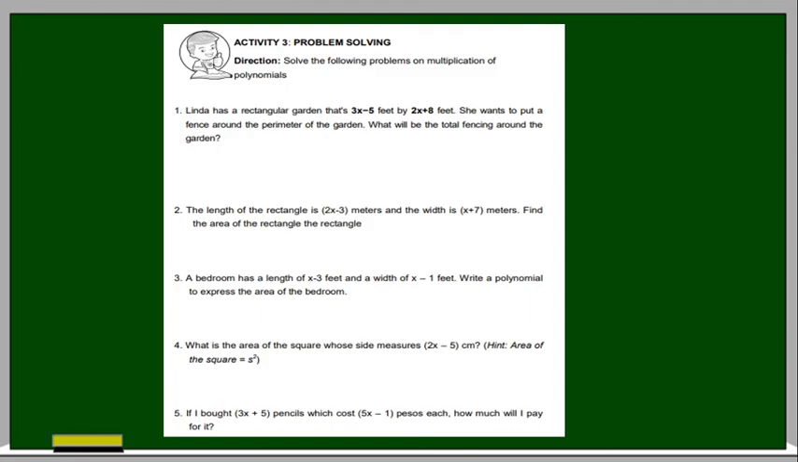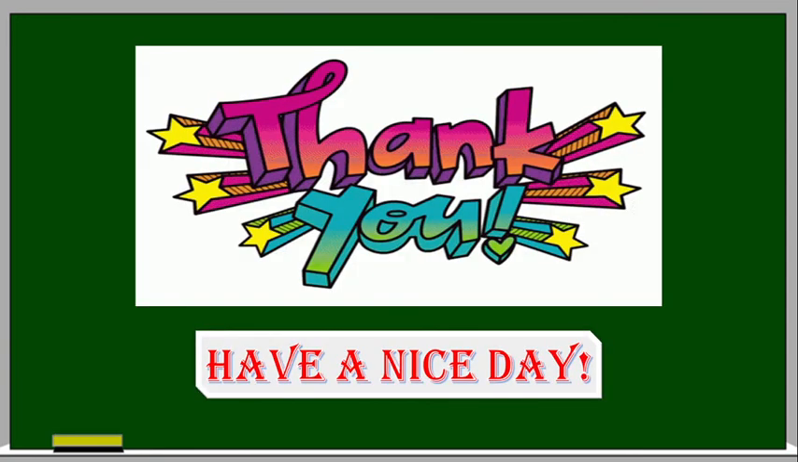Okay, next, let's go to activity number 3. So this is now problem solving. You solve the following problems on multiplication of polynomials. So yung mga given expressions natin, you are going to use multiplication process. Okay?